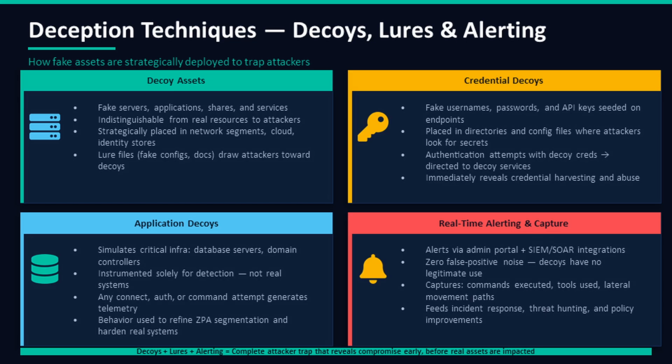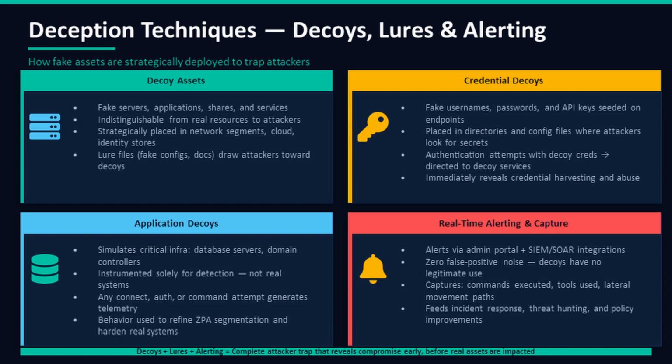Let's look at the specific techniques deception uses and understand how each type of decoy works. Decoy assets are fake servers, applications, network shares, and services that are indistinguishable from real resources from an attacker's perspective. They're strategically placed across network segments, cloud environments, and identity stores, wherever an attacker performing reconnaissance is likely to look. They're designed to appear attractive. A fake file server, a fake domain controller, a fake internal web application. The attacker doesn't know they're fake. Any attempt to access them generates an immediate, high-fidelity alert.